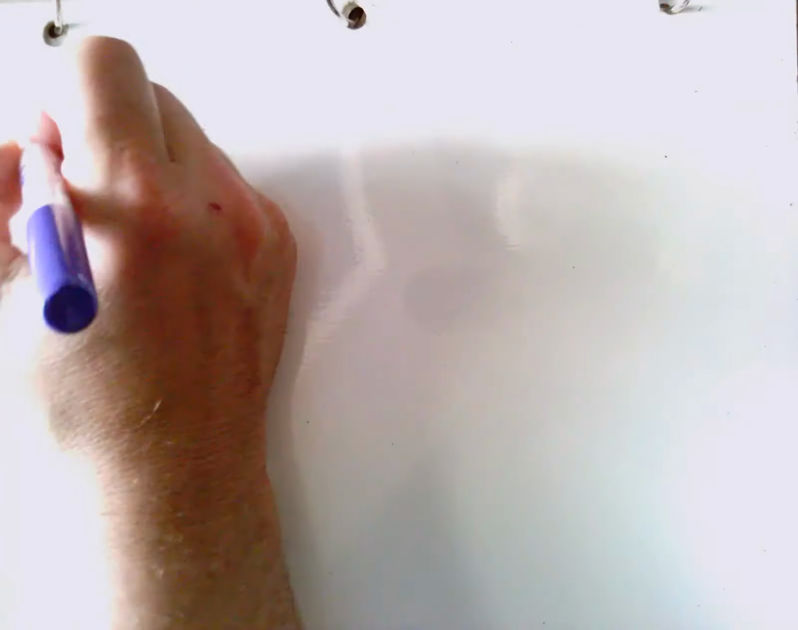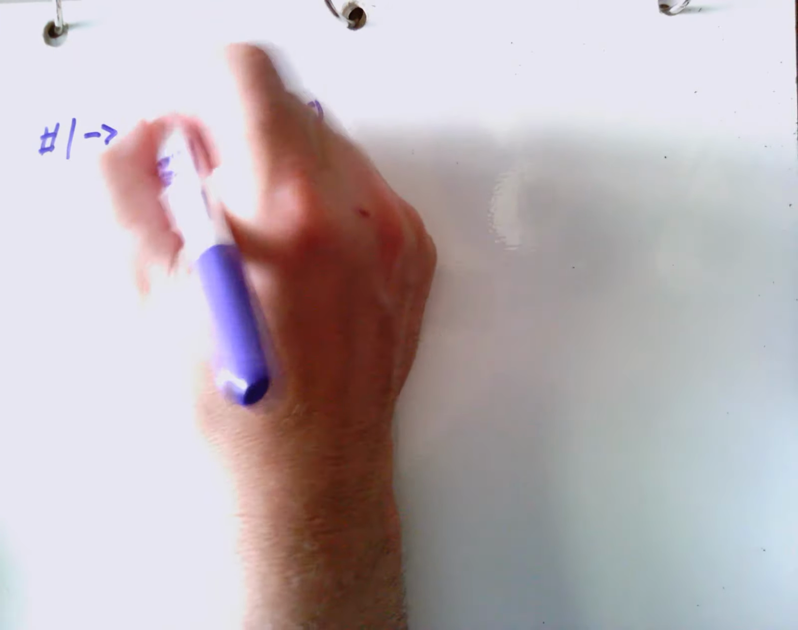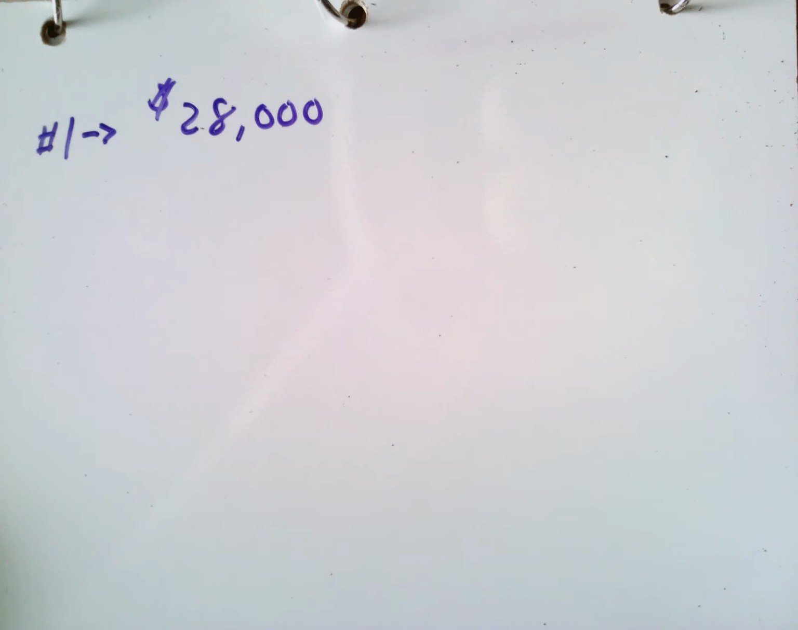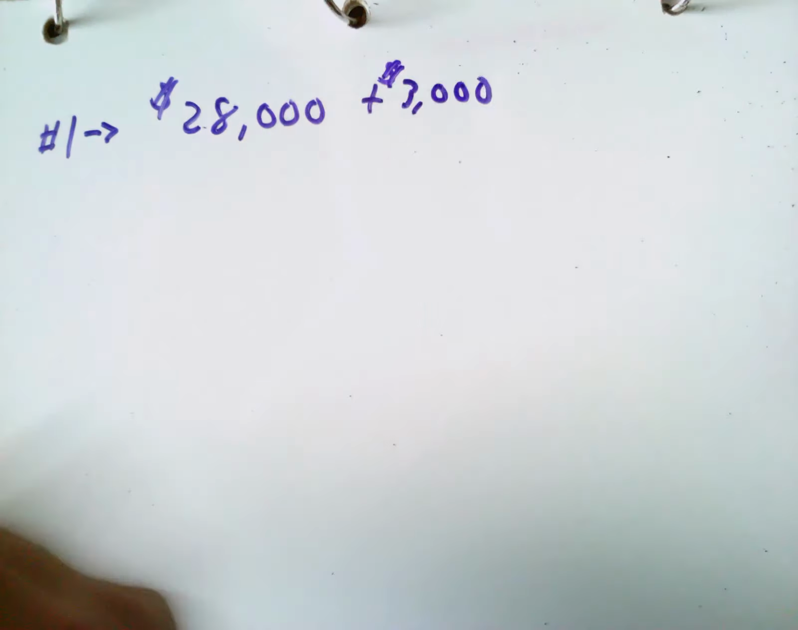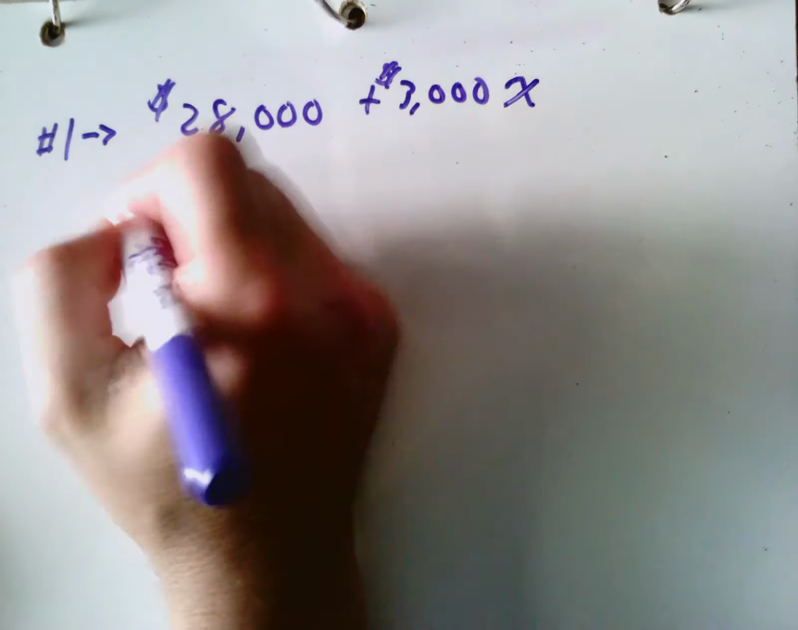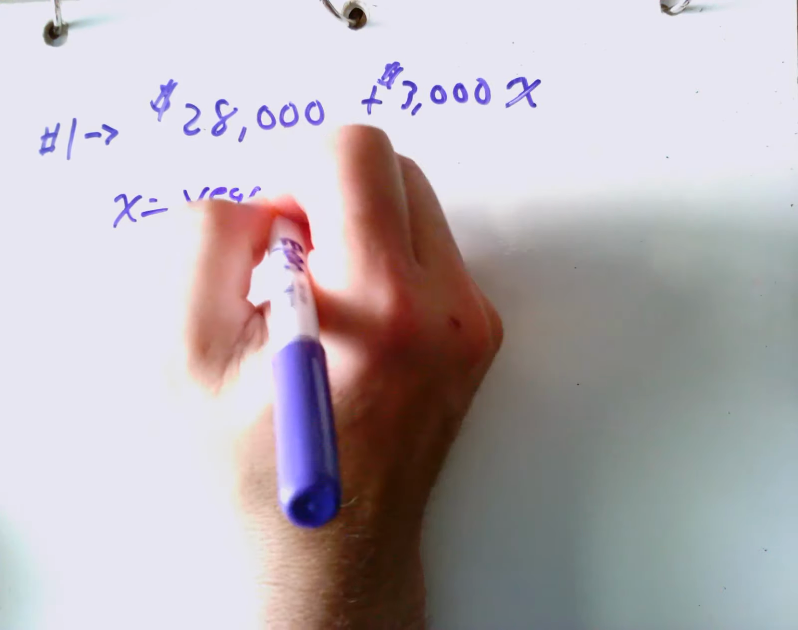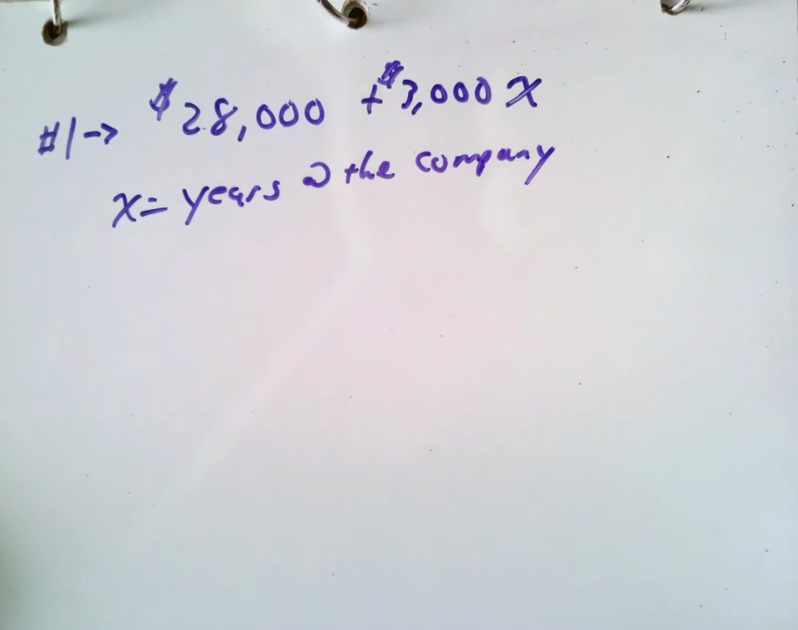And in this question, we have Jenny, who's going to get a job offer from two companies. So, company number one, what do they offer? Well, they offer a starting salary of $28,000, and each year she gets a $3,000 raise. So if she worked for 2 years there, she would have $6,000 plus 28, so her salary would be $34,000. So what is the variable? The variable X is going to be years at the company. So that's company number one.